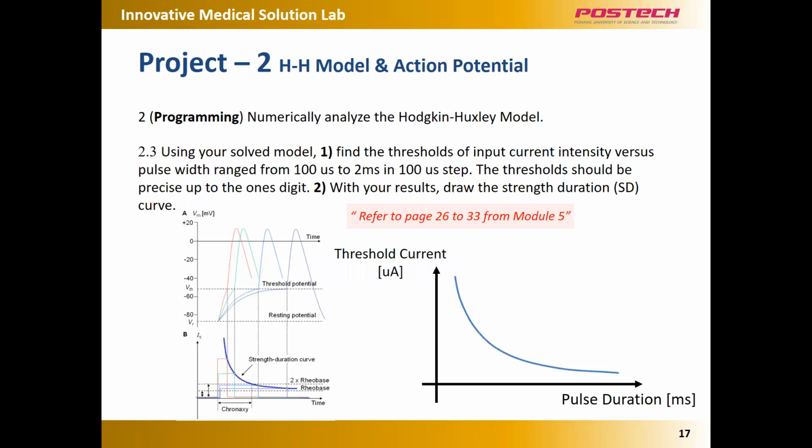And finally, 2.3 is a problem to directly measure the threshold of the action potential. You may have learned in class that depending on the pulse width, you can draw a strength-duration curve. The pulse width goes from 100 microseconds to 2 milliseconds, in steps of 100 microseconds. From this result, please draw the SD curve graph.